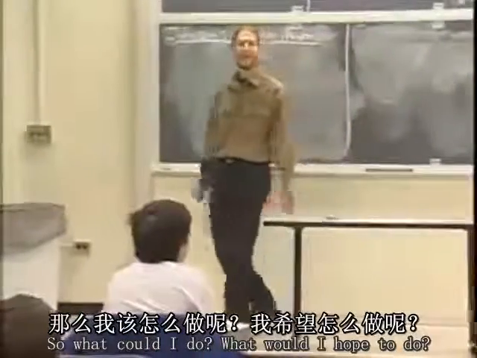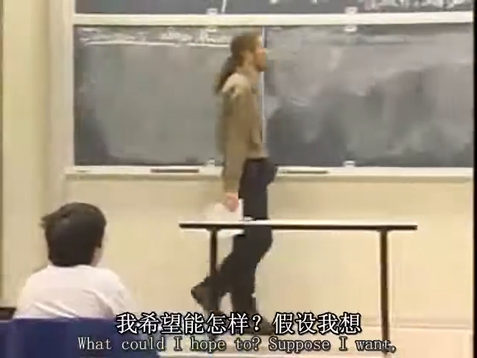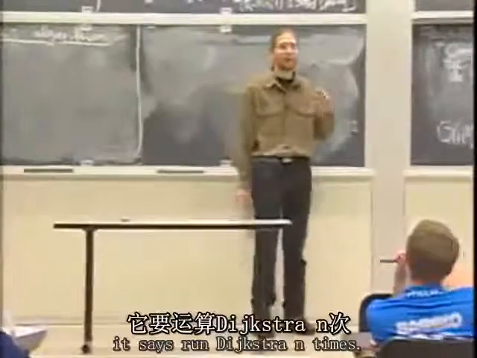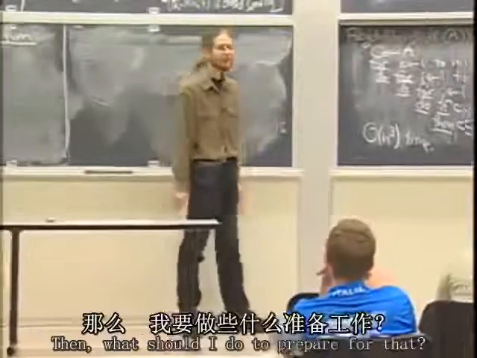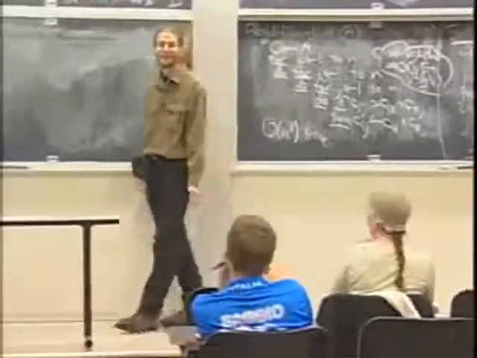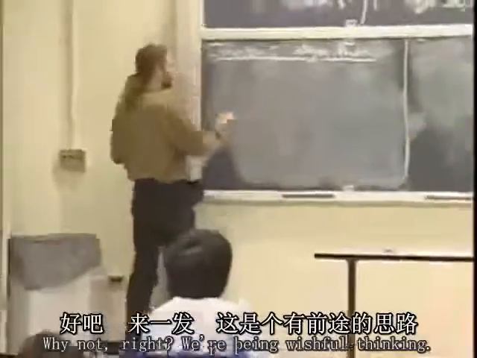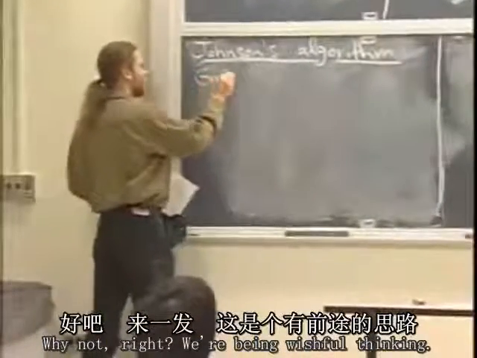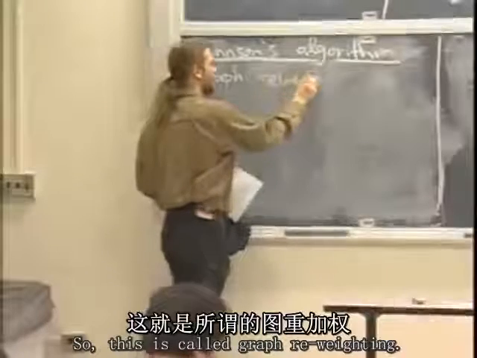What would I hope to do? What could I hope to do? Suppose in the middle of the algorithm, it says, run Dijkstra n times. What should I do to prepare for that? Make all the weights positive. Make all the weights positive or non-negative, yeah. Why not? Well, we're being wishful thinking. That's what we'll do. This is called graph reweighting.